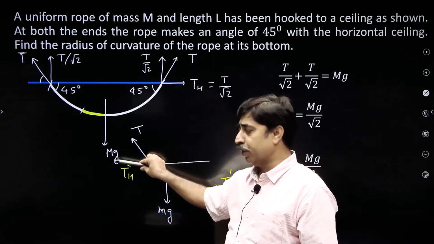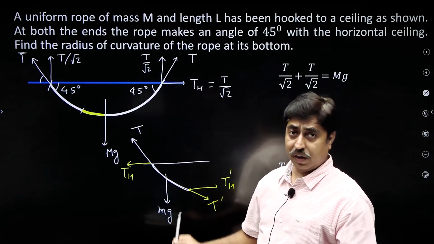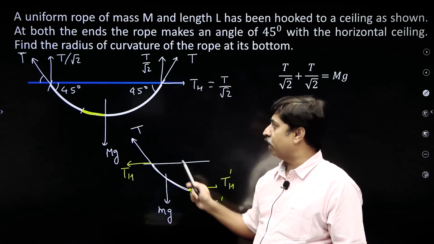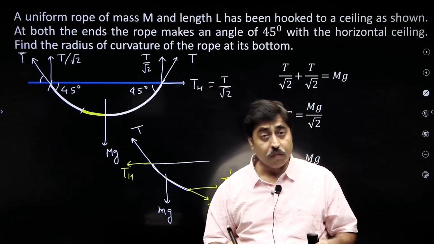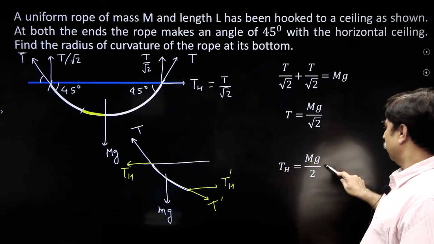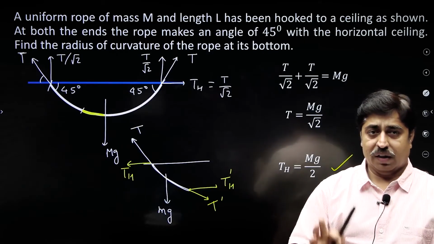So, the component of tension in the horizontal direction here and the component of tension in the horizontal direction here should be equal, which means that at any point on this rope, there is a tension, and the horizontal component of tension is simply equal to this much, which is equal to mg by 2. I hope you understand this.